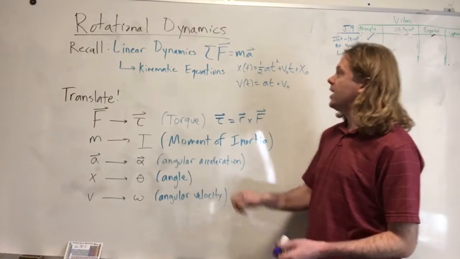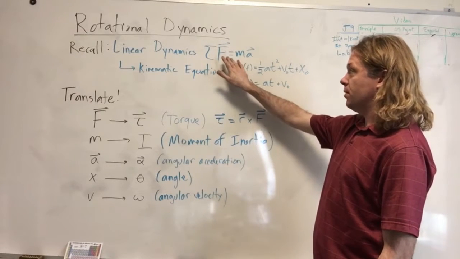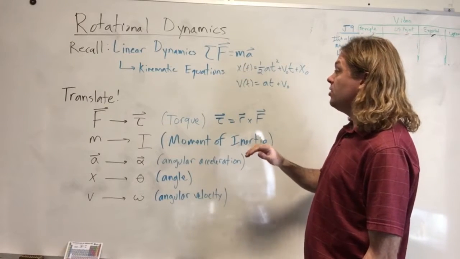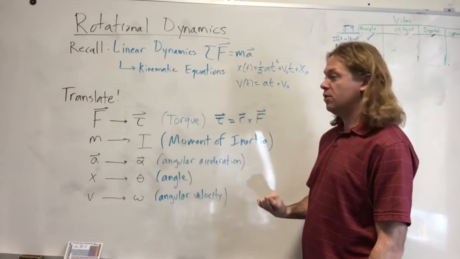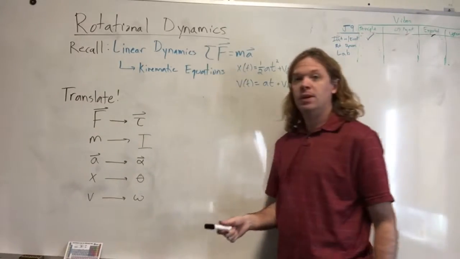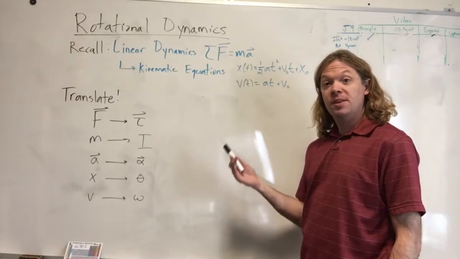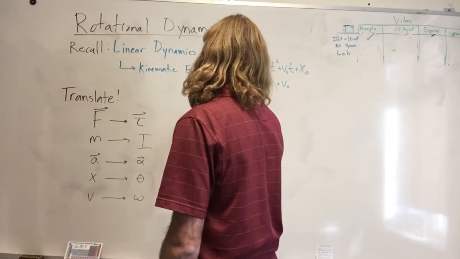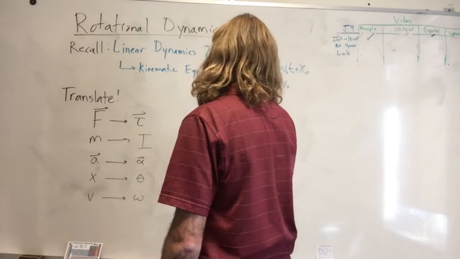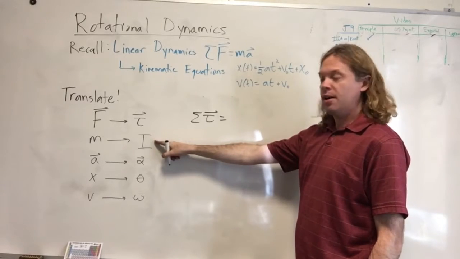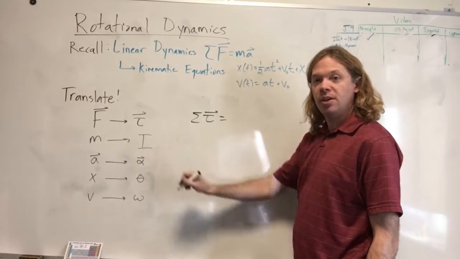Well, so now we can take these three equations, the sum of the forces, the x, and the v, and turn them into rotational equations using this translation. The sum of the forces is going to be the sum of the torques now. And our mass times acceleration will simply be our moment of inertia times our angular acceleration.